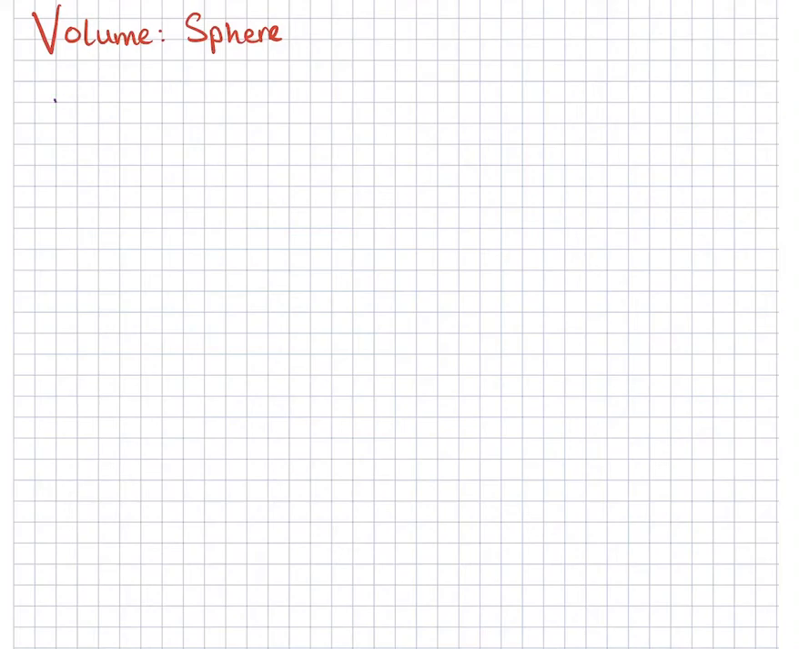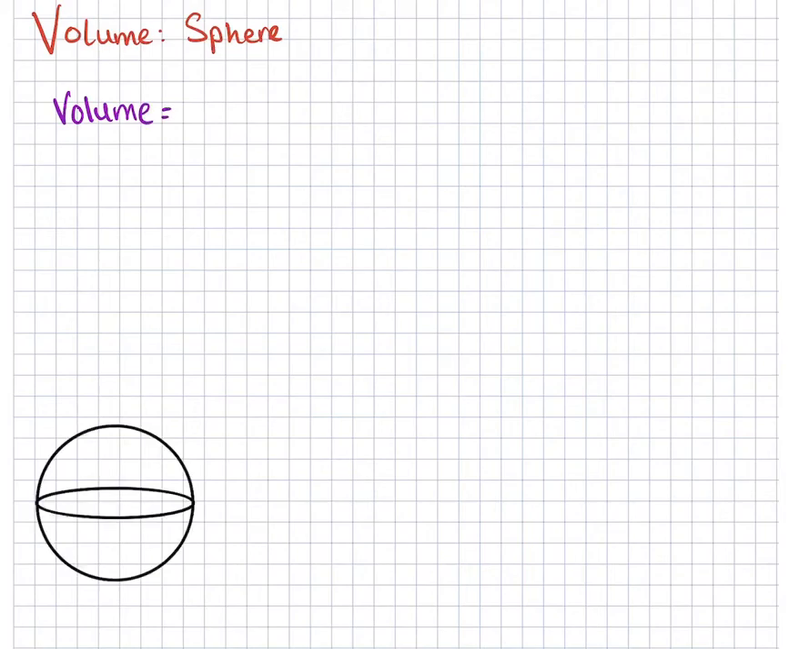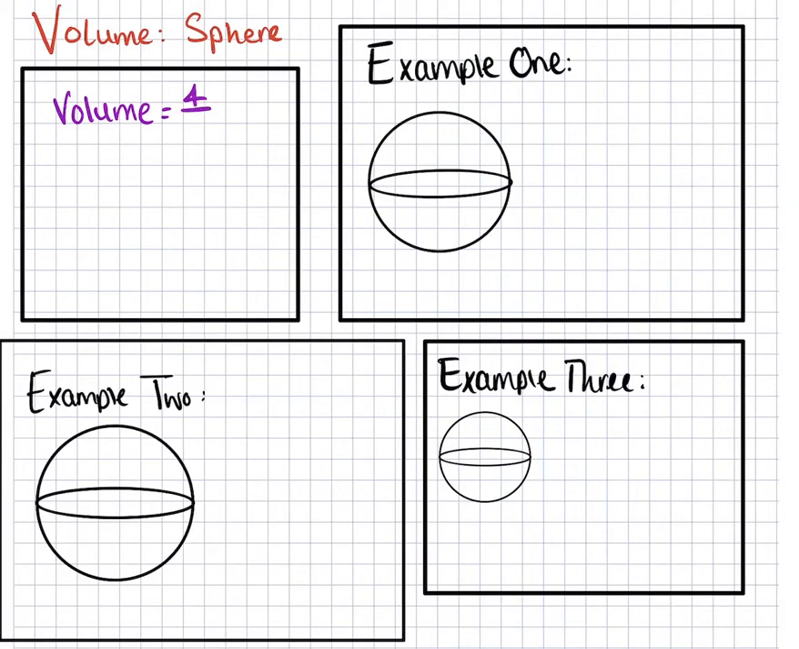To work out the volume of a sphere, we need to use the following formula: 4 over 3 times pi times r cubed. To find out what r is, consider this.